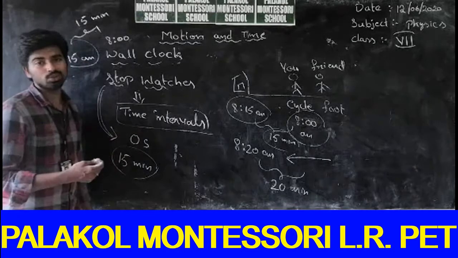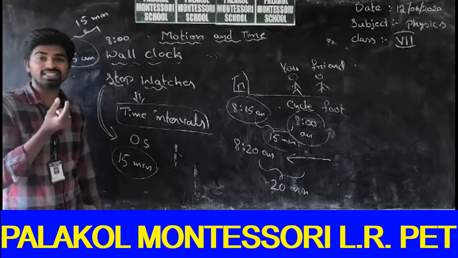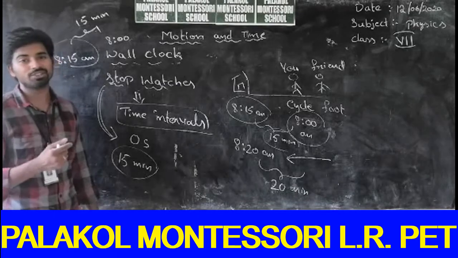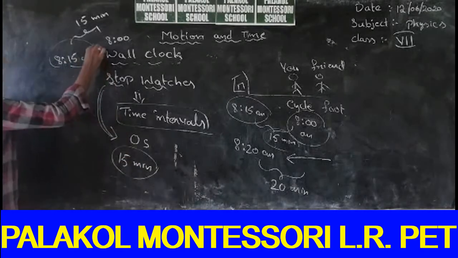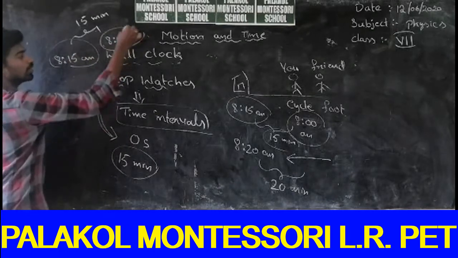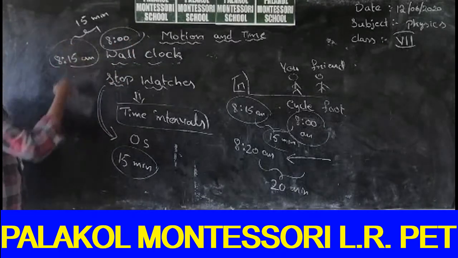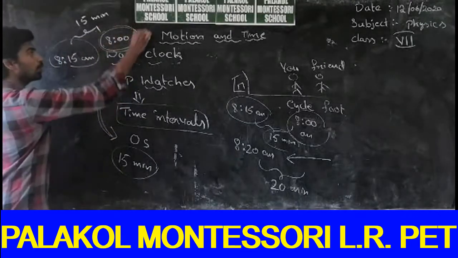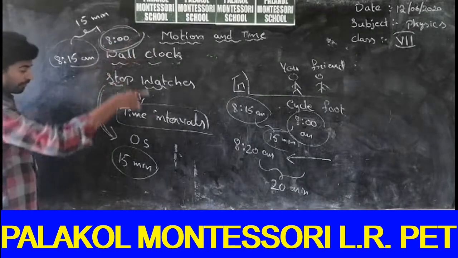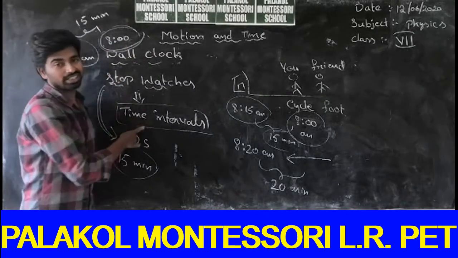During school hours you will get some interval. What is the meaning of interval? It's just a rest gap, a gap for you to take rest. Time gap is the difference between two times, from 8 o'clock to 8:15. What was the time gap here? 15 minutes. A wall clock is used to find out the exact time, whereas stopwatches will be useful to find out the time intervals.